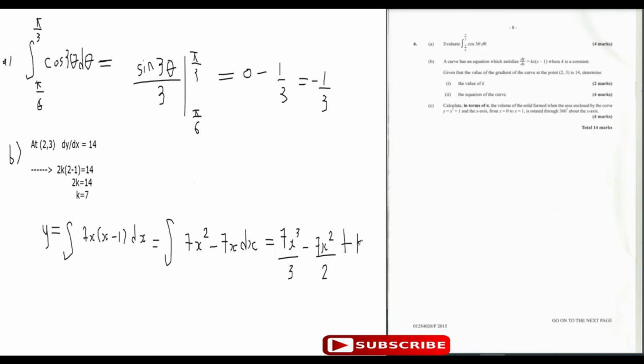Now we need to find that constant of integration. To find this constant, we know when x is 2, y is 3. So what we know then is 3 is equal to 7 times 2 cubed over 3, minus 7 times 2 squared over 2, plus k. So this will give us k. We can use this equation now to solve for k.